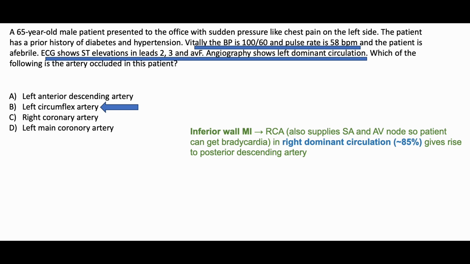In the right dominant circulation, which is about 85% of cases, the right coronary artery gives rise to the posterior descending artery. A few percent of people, about 8%, are left dominant, which this patient is. In those patients, the circumflex supplies the PDA, and so here it's going to be the left circumflex artery that is occluded in this patient. So it's a very high yield EKG to recognize. This is more oriented to Step 1, so definitely high yield.